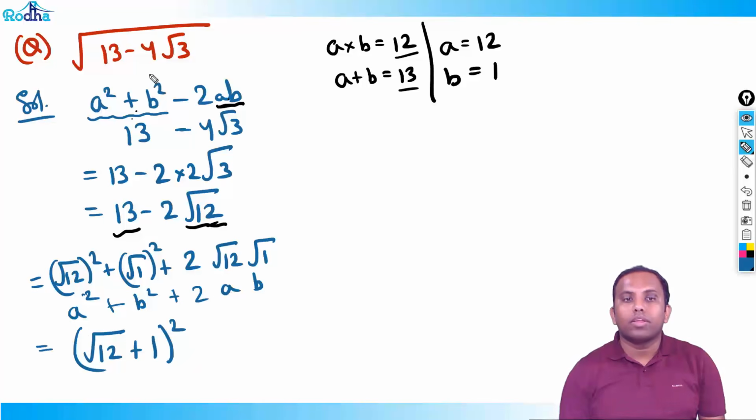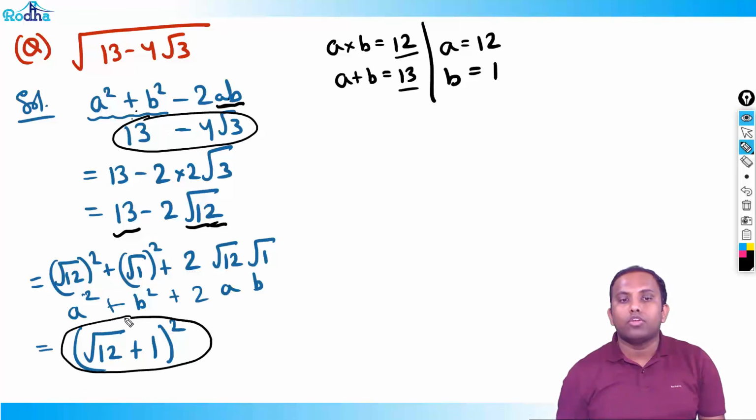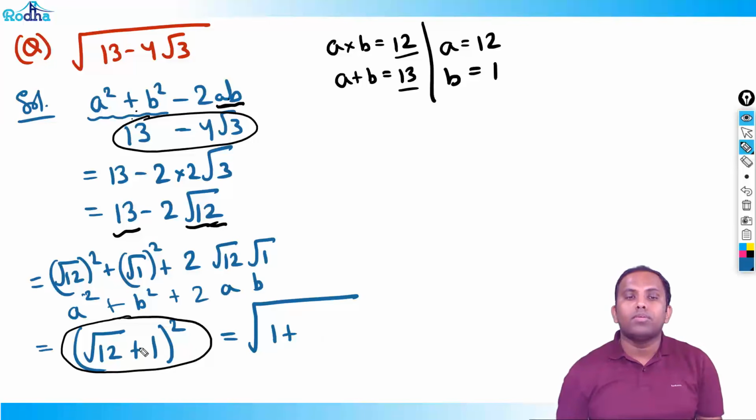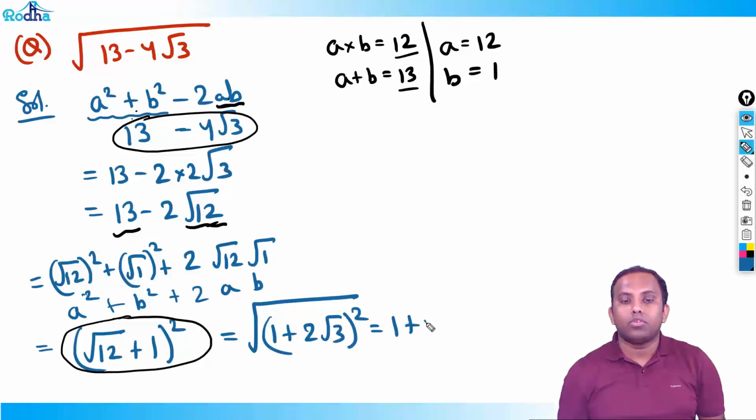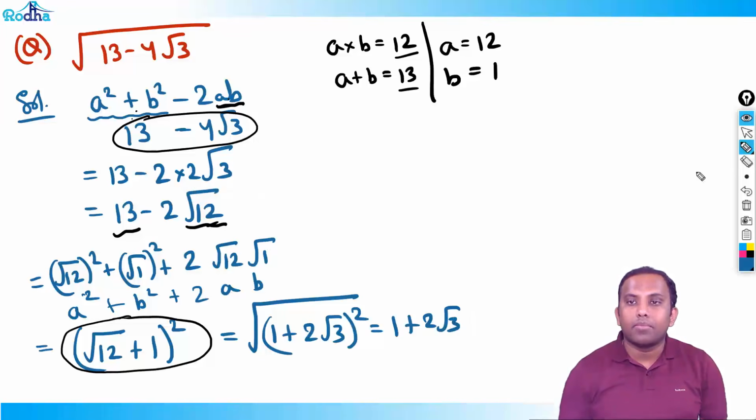And finally, so what is this? This is 13 minus 4 root 3. 13 minus 4 root 3 is written as root 12 plus 1 whole square. I need to find the square root of that one. Now root 12 is 2 root 3. So you can write 1 plus 2 root 3 whole square. What is the answer? Answer is 1 plus 2 root 3. Sorry, it's a minus sign here. My mistake. Really sorry, it is a minus sign here.